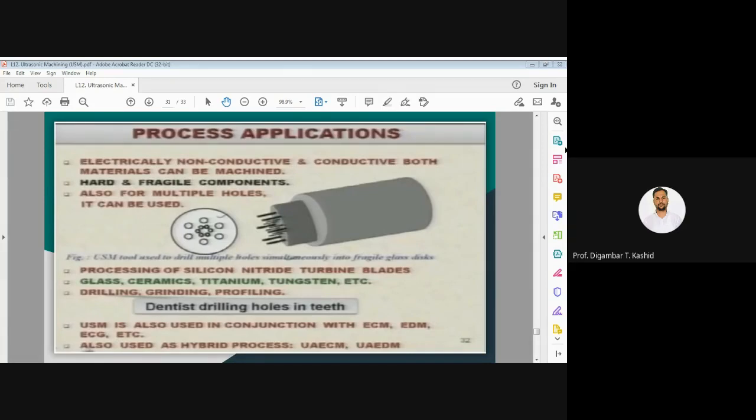Again, this process is a very good process for hard and fragile components, or components which are made up of hard and fragile material. Okay, fragile. So again, there is another very important capability of this process: multiple holes or multiple cavities can be machined at the same time using this process. Okay, again, as you can see in this figure, which I have shown in the slide.